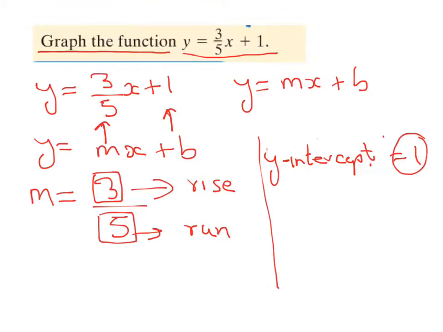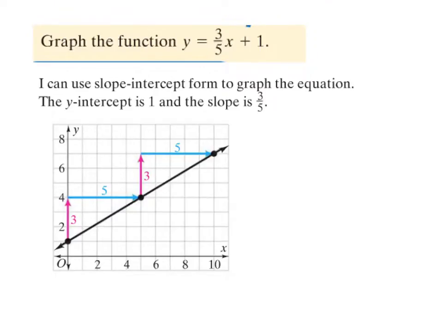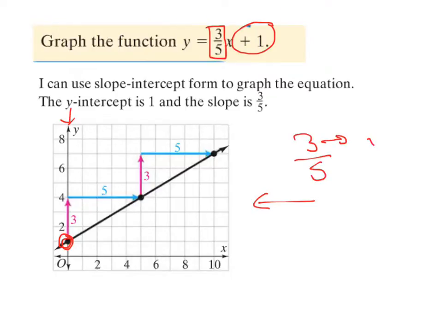Let's see how we graph this. Look at this graph. First thing, what is the y-intercept? 1. So on the y-axis, mark the point 1. From there, how much is the slope? 3 over 5. The rise is 3 and the run is 5. So from 1, the y-intercept, rise 3 units: 1, 2, 3. And from there, run 5 units: 1, 2, 3, 4, 5. And we'll end up here. So you can join these 2 points.